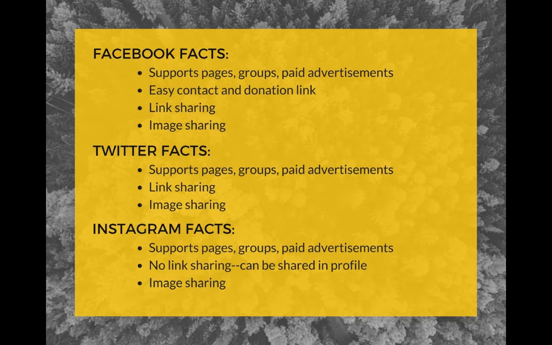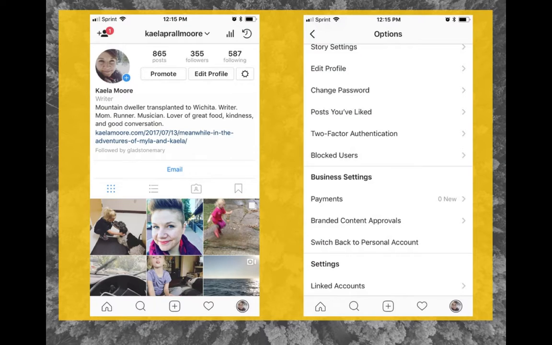Instagram is also an outlet that I recommend. It supports pages, groups, paid advertisements. You cannot share links on Instagram. You can share one link on your profile, but it is a great visual representation of what you're doing as well. When I say you can share one link, I mean right here. So if you were to post a picture and say, hey, we have a new information up, you would have to put in that post "see link in profile" or something like that, so that they know that they can come to your profile and find the link.